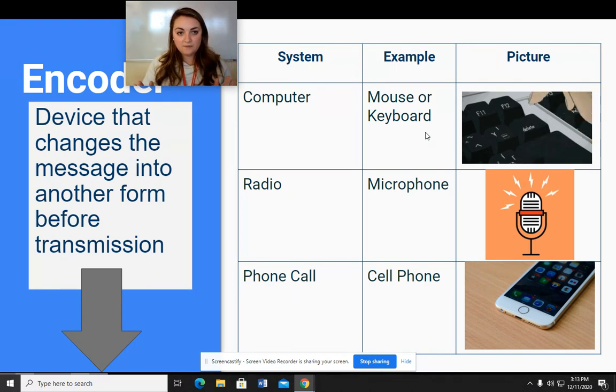So again, I'll pause if you need to, and you can kind of type and drag and drop your pictures. Be sure that you guys get the definition down as well.